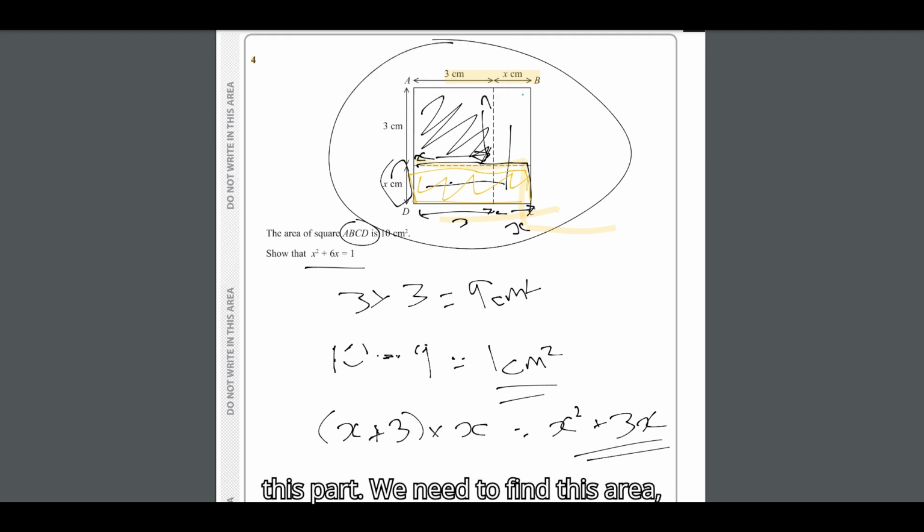Now we have this part. We need to find this area, the green part. To find the green part, we're already given the width, which is x, and we're already given the height, which is 3. So 3 multiplied by x is 3x.